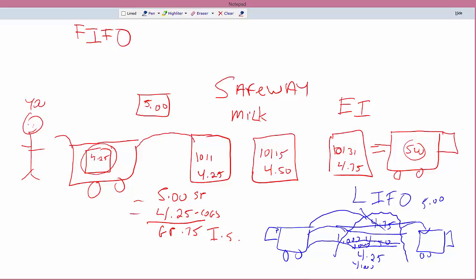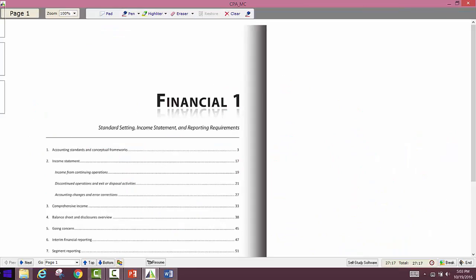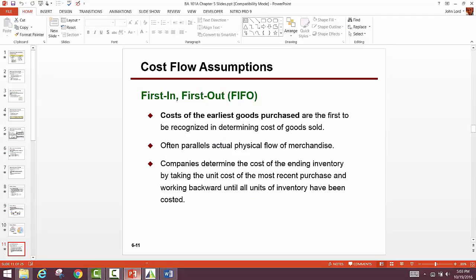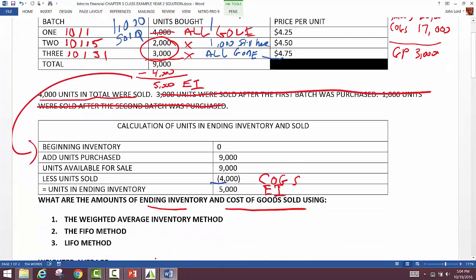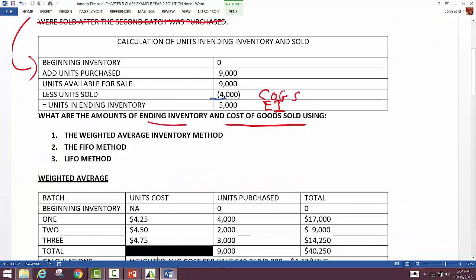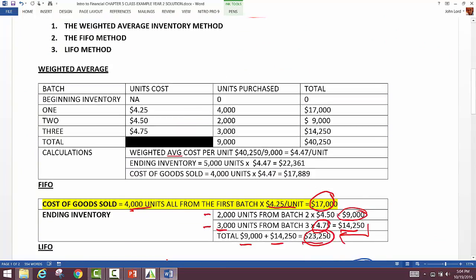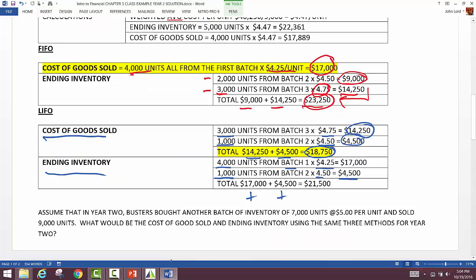And all we're doing in the little example here for this Buster's company is we are simply extending the prices out using the LIFO example, right?